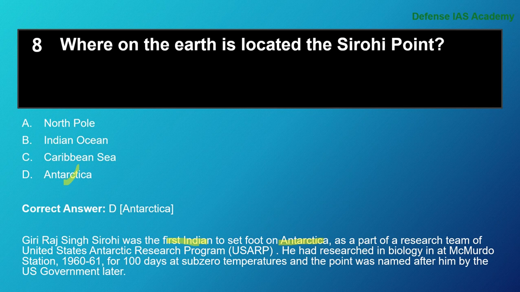He researched biology at the McMurdo station in the year 1960-61 for around 100 days in sub-zero temperatures, and the point was named after him by the US government later. So the point is named after Giriraj Singh Sirohi as the Sirohi Point, and he researched there on biology for about 100 days in sub-zero temperatures.